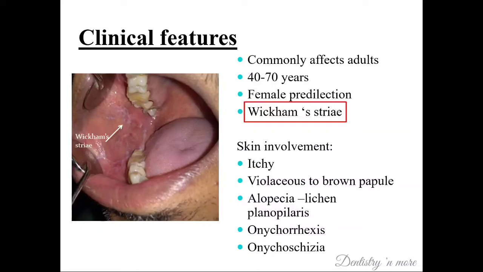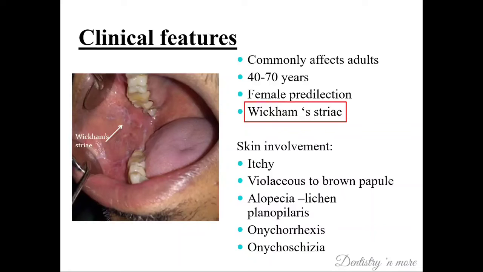planus. So once you start off, you can talk about the 6 P's in skin lesions. That is, it is planar, purple, polygonal, periodic, with papules and plaques seen in skin type of lichen planus. And then you can speak about the clinical appearance of skin involvement, such as it is itchy, violaceous to brown papules, and alopecia is seen, especially involving the scalp.